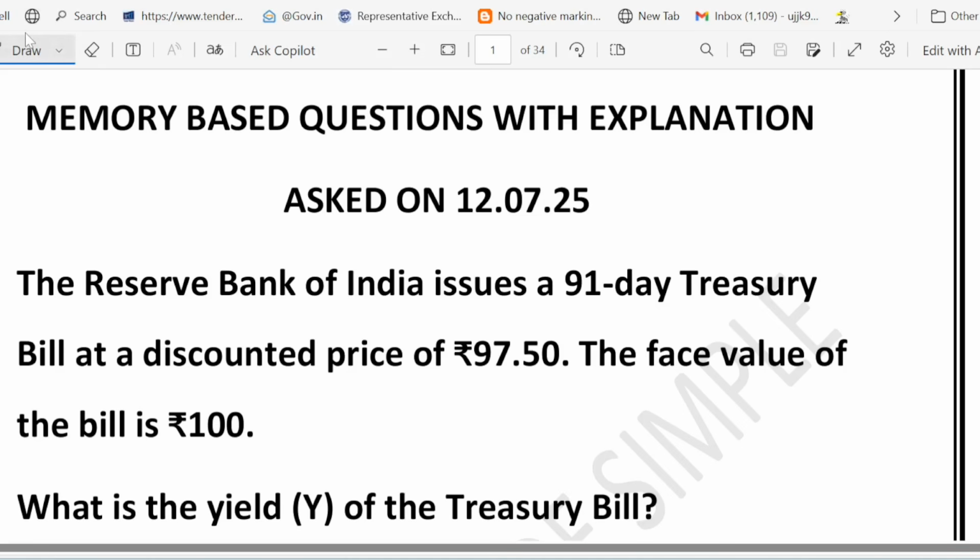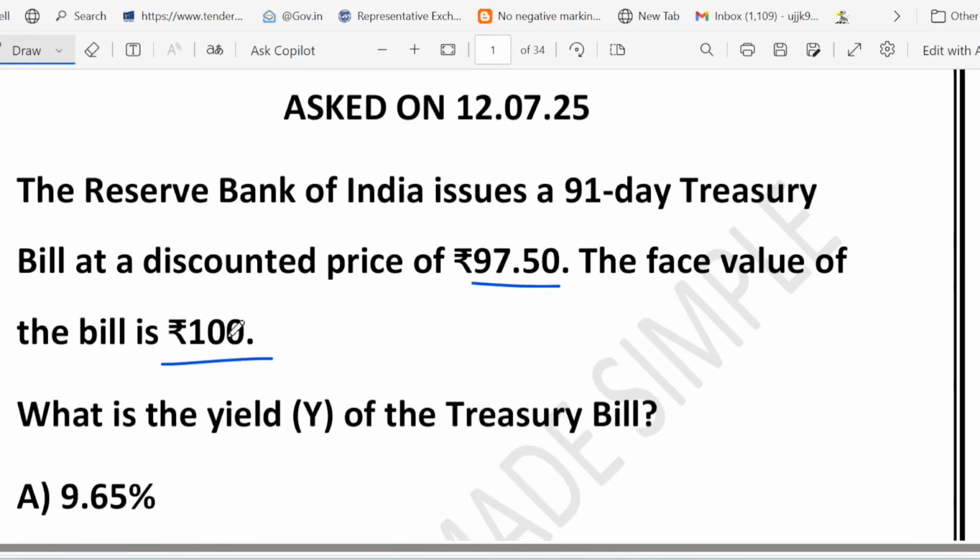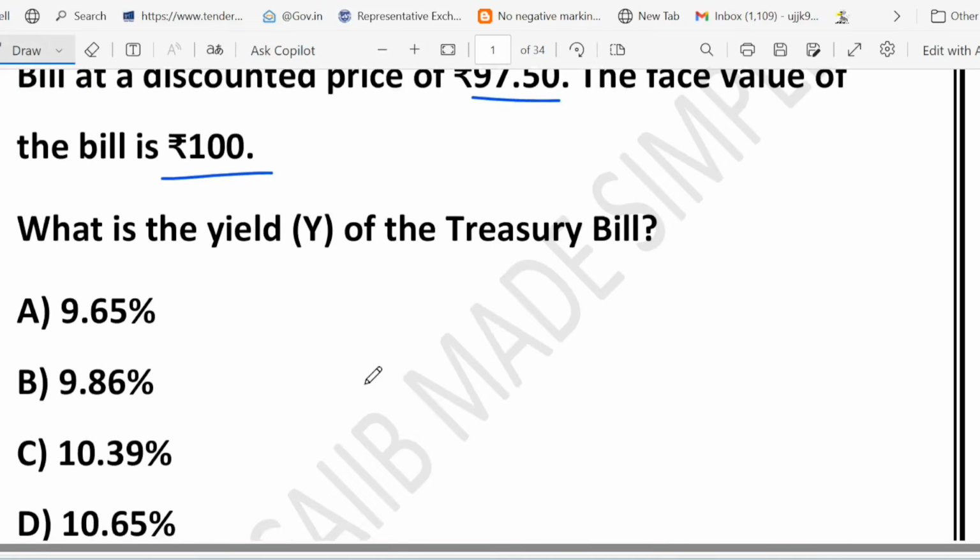The first question is, the Reserve Bank of India issues a 91-day treasury bill at a discounted price of rupees 97.50 and the face value of the bill is rupees 100. What is the yield of the treasury bill? Options are 9.65%, 9.86%, 10.39% and 10.65%.